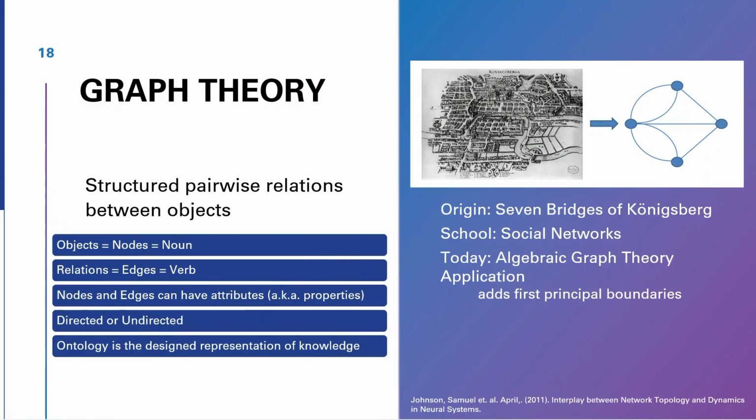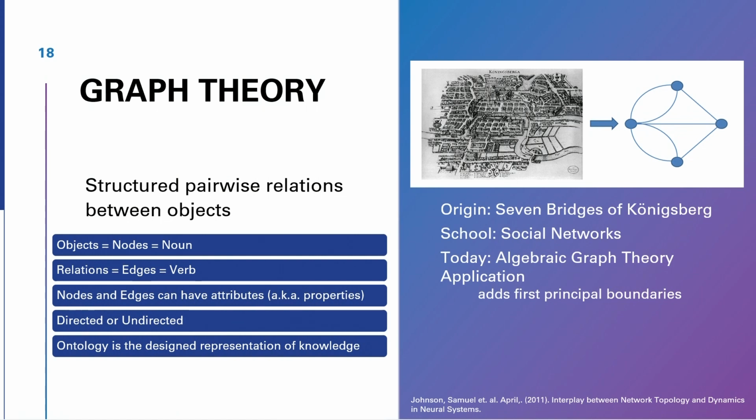Now, what is graphs and graph theory? Well, a graph consists of objects or nodes or nouns, and then they're connected by relations, edges, verbs. You'll see those words used. And these can have attributes or properties. They can be directed or undirected, and I'll use the word ontology here a few times. And that's just saying, what is my designated representation of what I have.